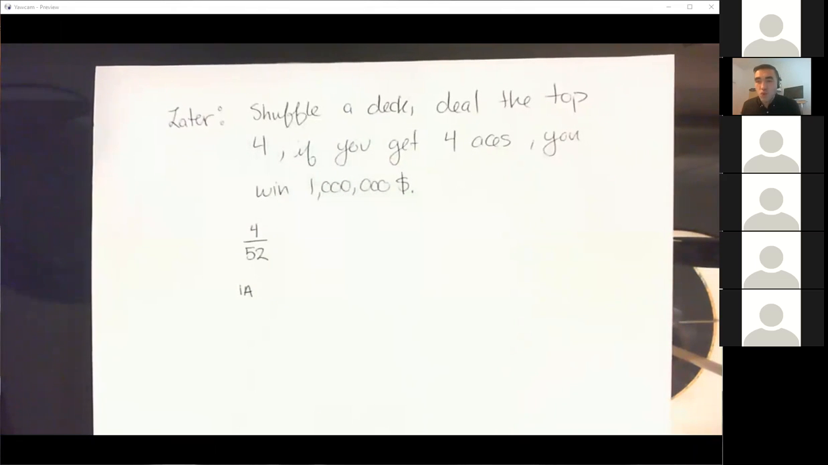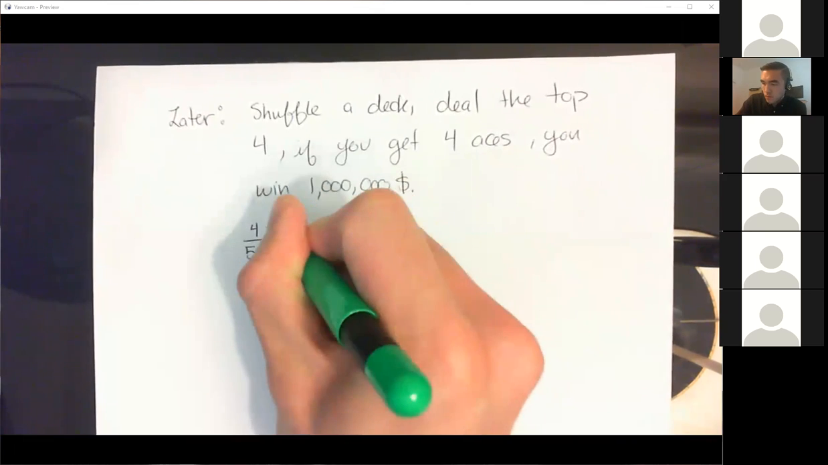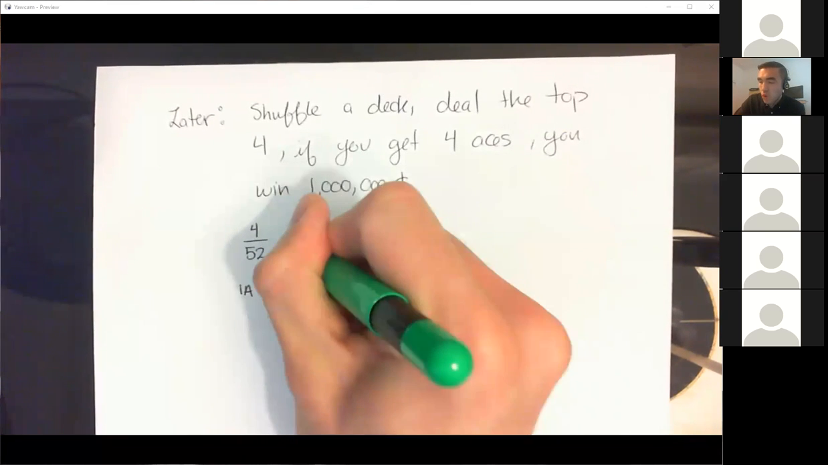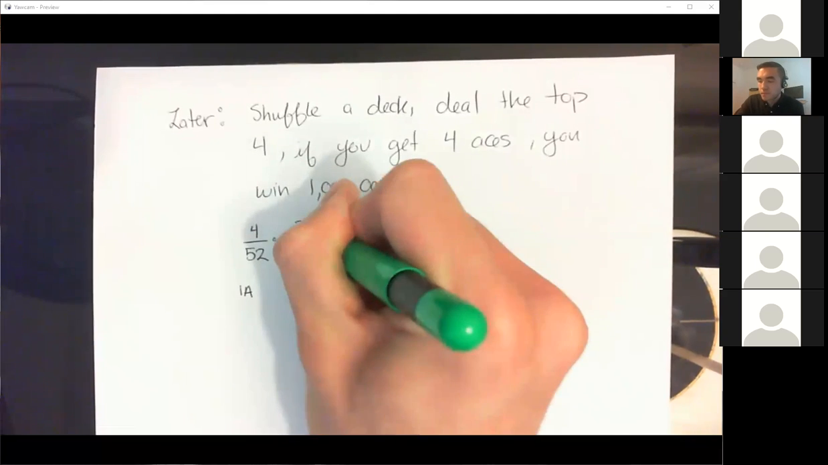Now, in order for you to win, like I said, you need all four. So we're going to assume that after you have been dealt that first ace, what is the chance that the next card is also an ace? If you got an ace on the first card, how many aces are left? There's three, so your next probability would be three out of something. But you got one card, so how many cards are in the deck? There's 51. Correct. So there are 51 cards in the deck.